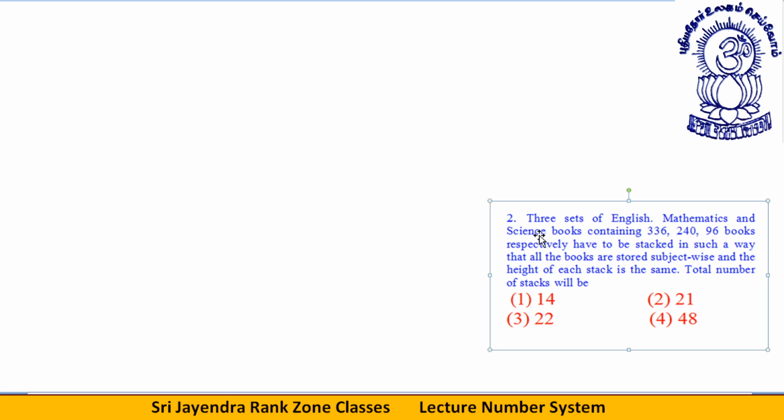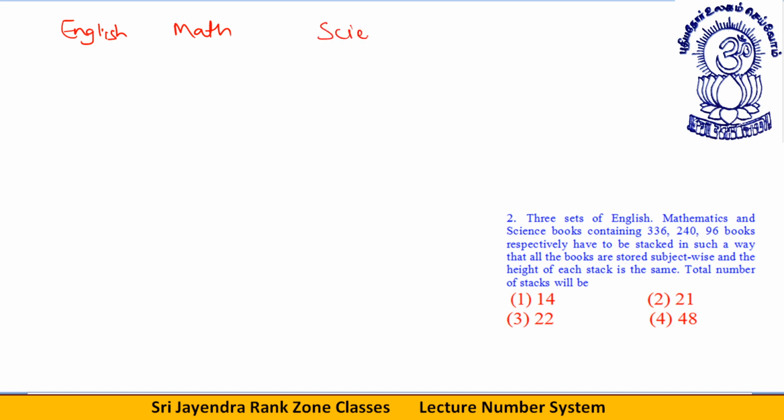Three sets of English, mathematics, and science books containing 336, 240, and 96 books respectively have to be stacked in such a way that all the books are stored subject wise and the height of each stack is the same. Look, English, maths, science. We have 336, 240, and 96.